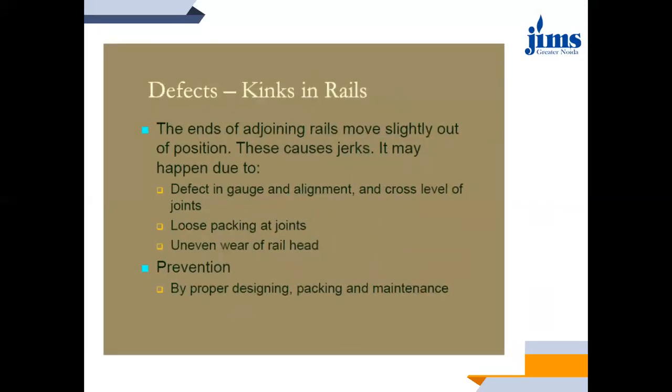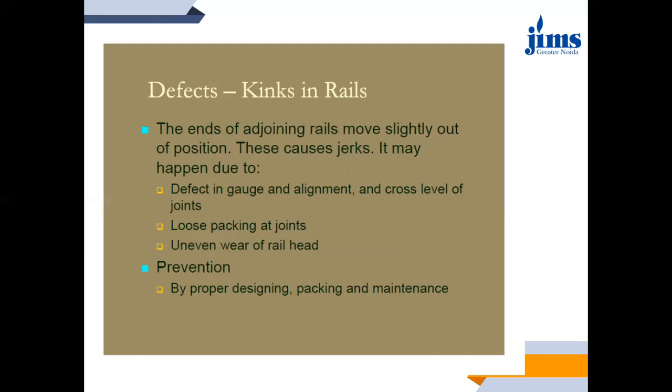Next defect is kinks in rail. Kinks are quite similar to the buckling of rails, but the only difference is that the ends of adjoining rails move slightly out of position. These cause jerks. We'll see the diagram, which will make you understand better. Buckling is the entire deformation of the lateral sway of the entire track, whereas when we talk about kinks, it could be in a certain single rail itself.